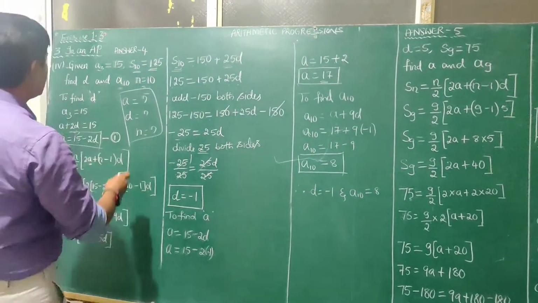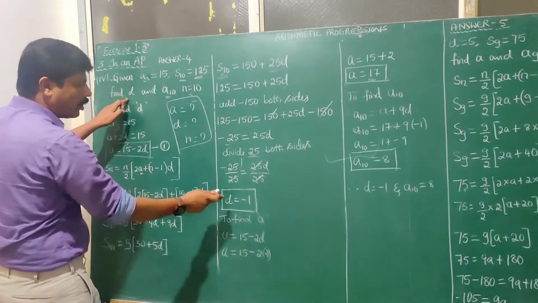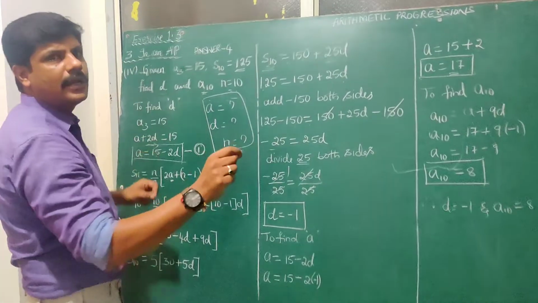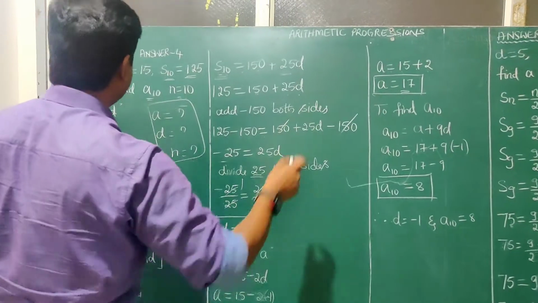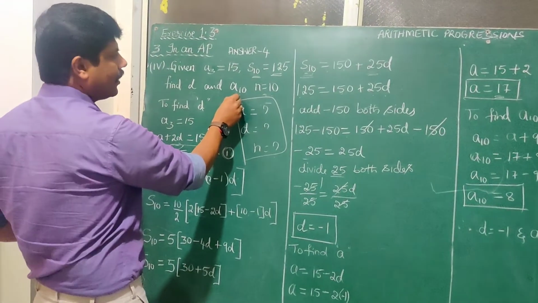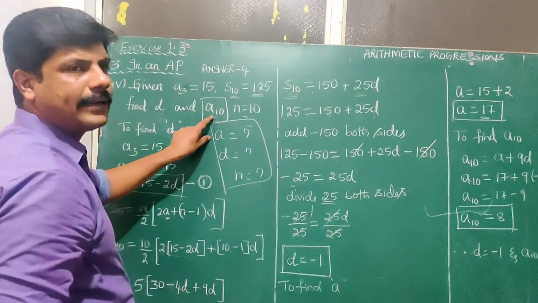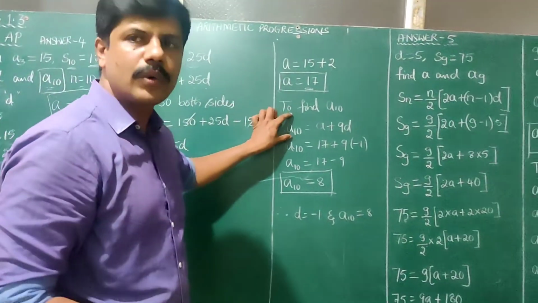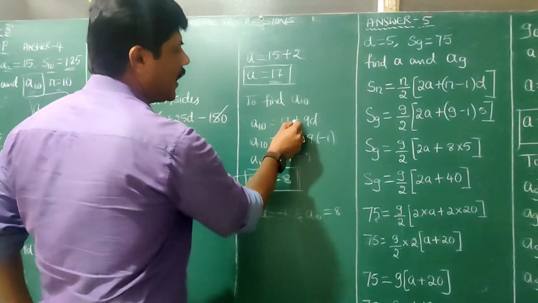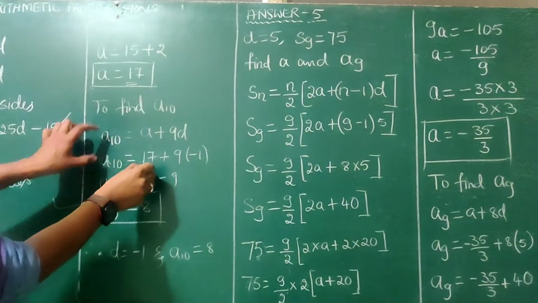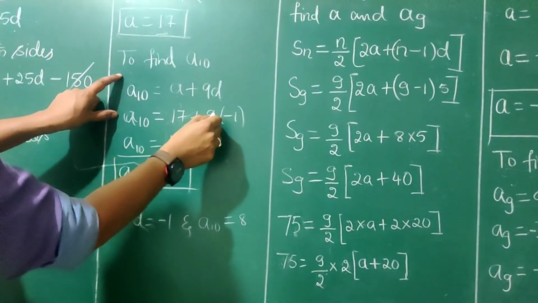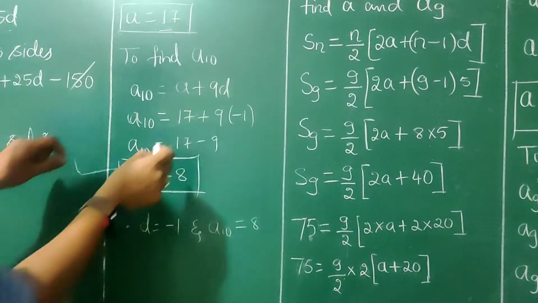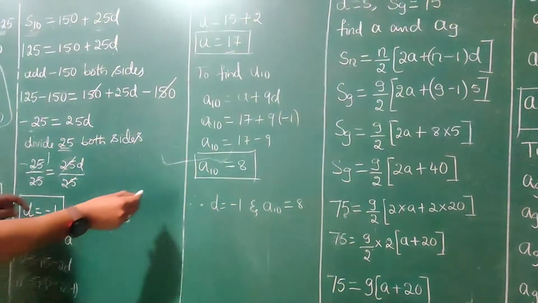Now what is asked? The D value we have found. To find the A10 value, A was very important, so we found the A value also, that is 17. Now we will find A10. A10 is nothing but A plus 9D. So here, substitute: A is equal to 17 plus 9 into the D value. D is equal to minus 1, substitute here.